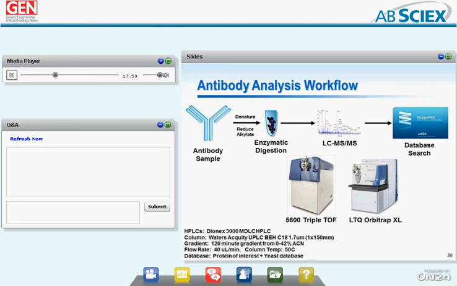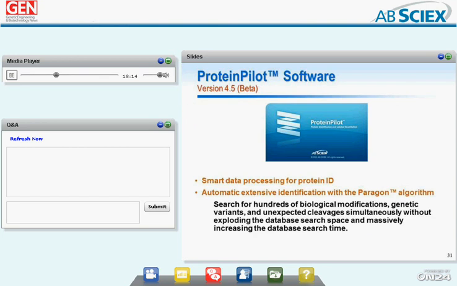And then for our database search, I always put in our protein sequence of interest, along with a larger database. In this case, I've used a yeast database in order to give the search algorithm more false answers to look at, which improves identification statistics. So when you look at the database search algorithm, Protein Pilot, we've chosen this one to help backstop our data analysis because it's a smarter processing algorithm for protein identification, as St. John alluded to in his talk. And it does a good extensive identification with their Paragon algorithm, allowing you to search for hundreds of biological modifications and unexpected cleavages without exploding the search space and thus increasing your database search time.